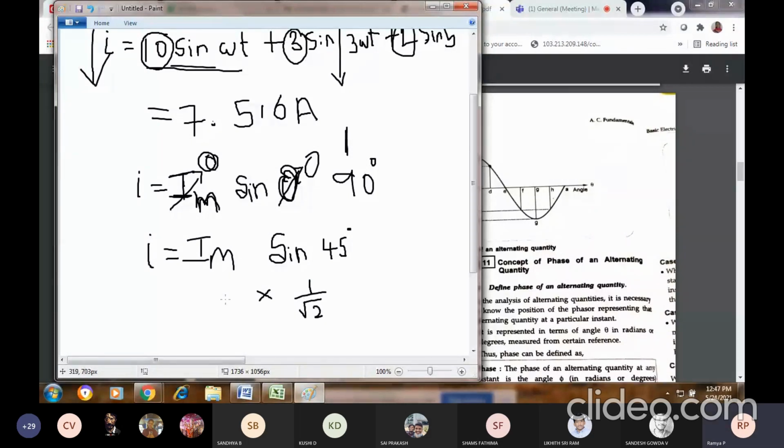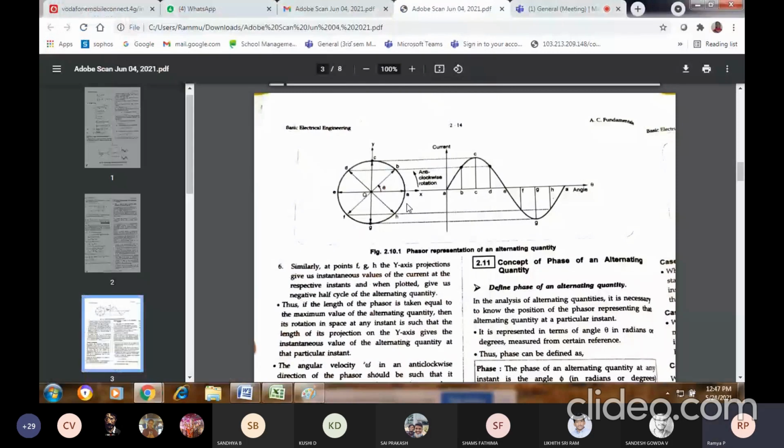So what is my instantaneous current? It won't be 0 here at point B. Will Im be 0 at point B? No. Some amount of current is present, but this is not the maximum current. This is 90 degree. If I'm getting maximum current at 90 degree, then at exactly half of this, 45 degree, it should be Im divided by root 2. So that is the current present here.